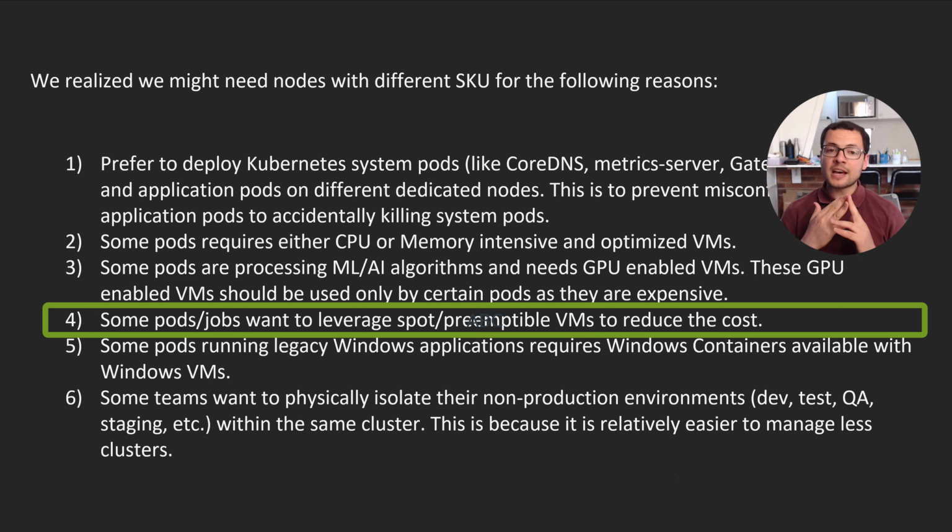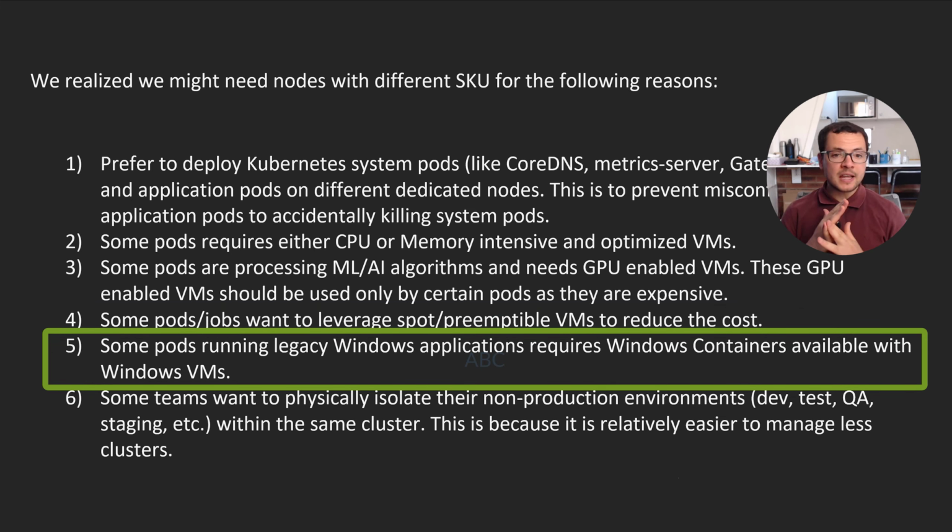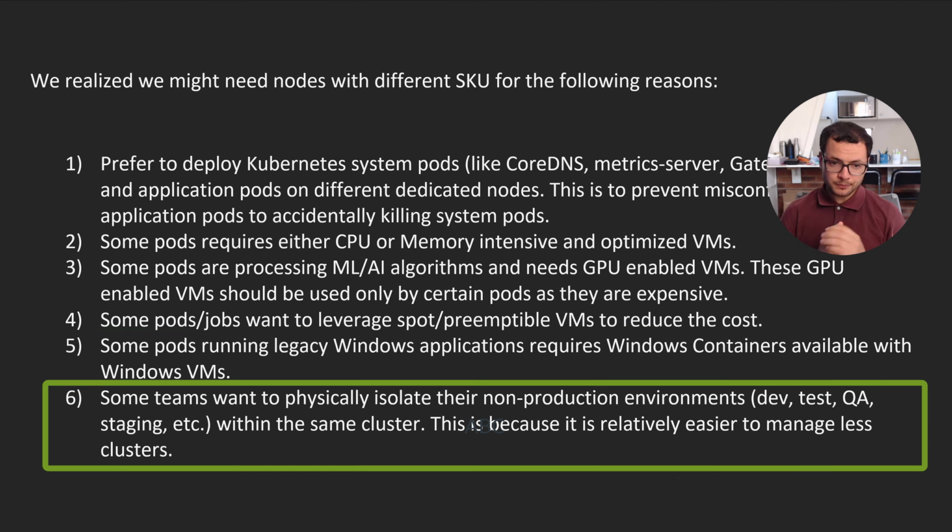Number four reason is that some pods or jobs want to leverage spot or preemptible virtual machines to reduce the cost of running these workloads. Number five is that some pods running legacy Windows applications sometimes require Windows containers, available only within Windows virtual machines. And these agent nodes should be either Linux or Windows, or let's say within the same node pool, I cannot mix Linux and Windows VMs.